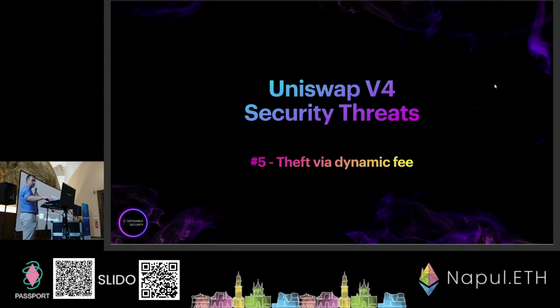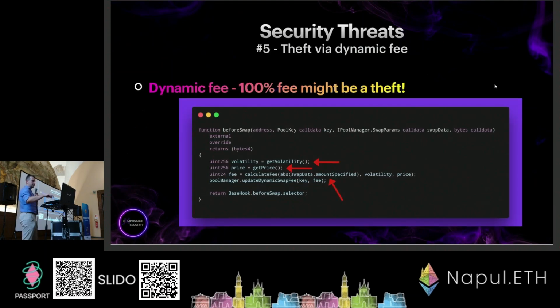And last two things. The first one is theft via dynamic fee. So basically, the fee can be up to 100%. If you think that the hook can be malicious, it can set the fee to 100%. If you try to swap without simulating the swap, you will lose everything, right?